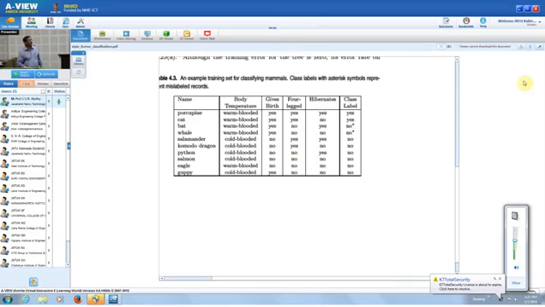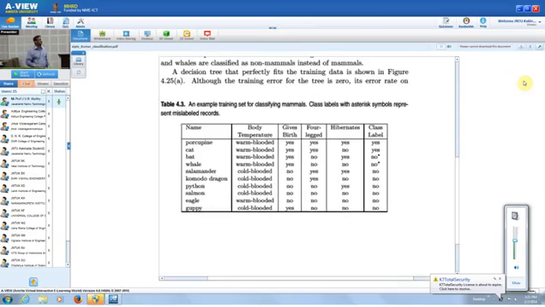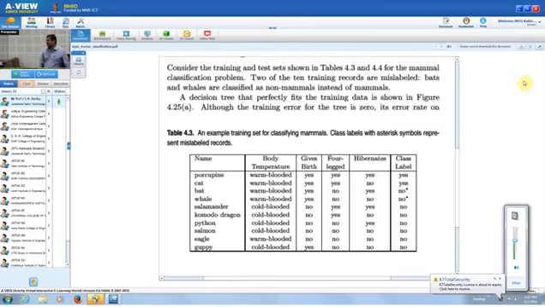Now if you look at this, it is about the classification of vertebrates, that is, the classification of some animals. You want to classify them as mammals or non-mammals. Because this is a biology thing, the terminology will be a bit cryptic, so just try to understand.